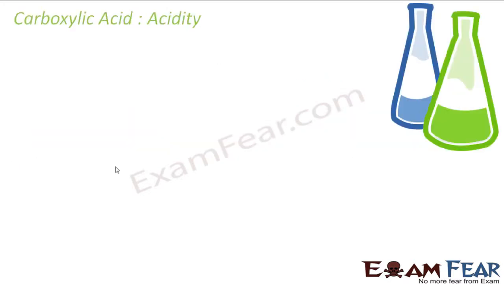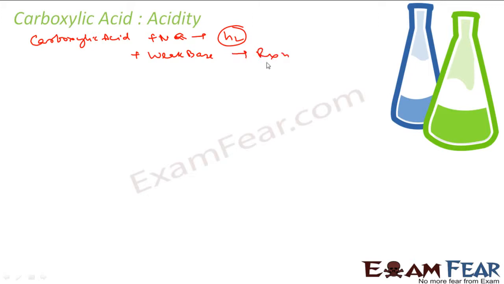Now we'll talk about the acidity of carboxylic acid. As the name suggests, carboxylic acid clearly means it is acidic, right? It has been seen that if you take a carboxylic acid and react it with, let's suppose, sodium, you get hydrogen gas. It clearly says it is acidic. Also, if you take a carboxylic acid and react it with a weak base, you will see an acid-base reaction happening.